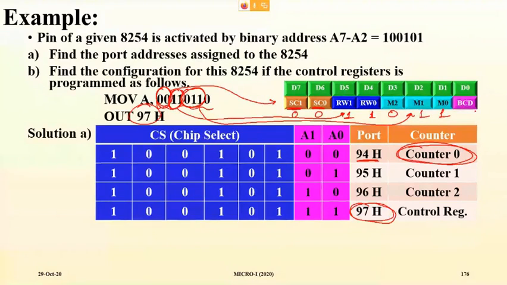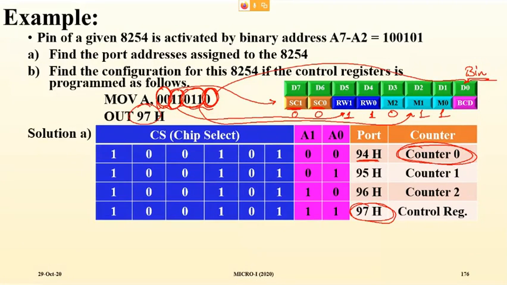Counter is in mode 3. Okay, so that means we are using counter 0. In that we'll be loading the LSB first, then the MSB, and we will be using the counter in mode 3. And what type of count are we going to load into that counter? We are loading binary count. D0 is 0, which signifies that the count we will be loading is in the binary format.